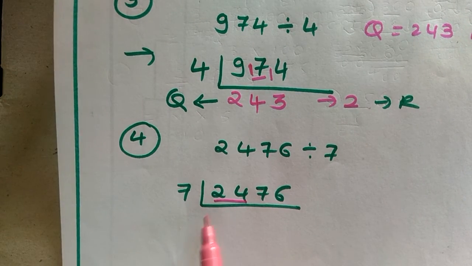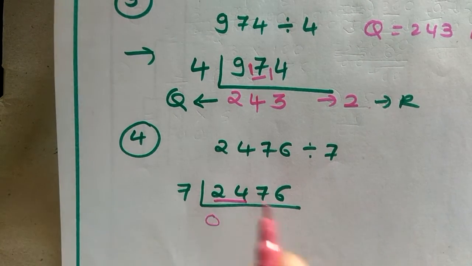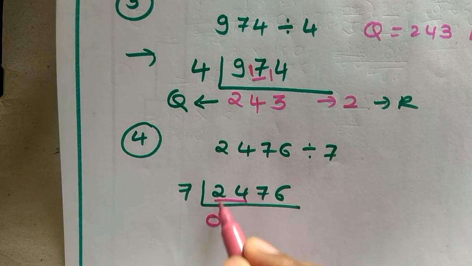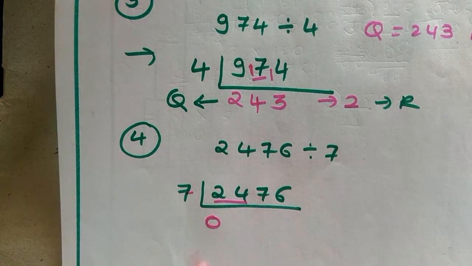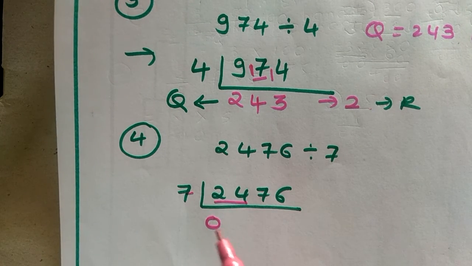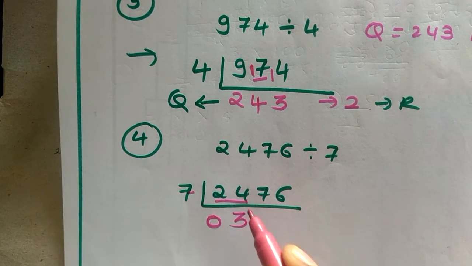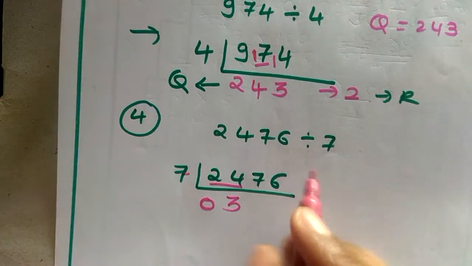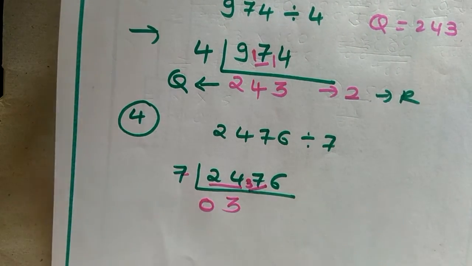Otherwise you have to put 0 here. You can put 0 also, because 2 is not divisible by 7. So 24 we have taken. Say the table of 7 till it comes 24. So 24 won't come. Before that 21 comes. 7 3s are 21. 24 minus 21, 3 remains. So take this as 37.